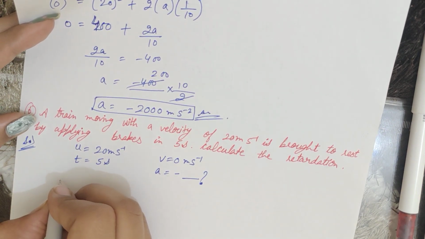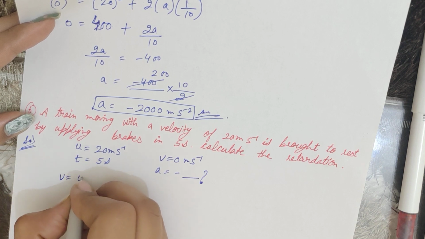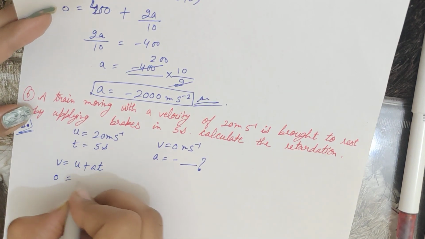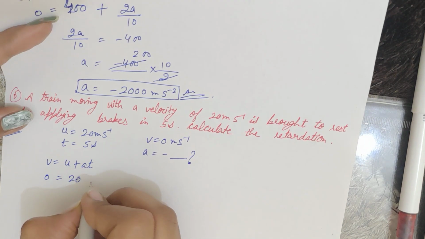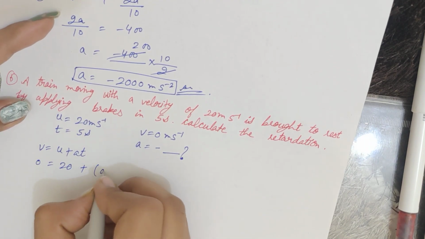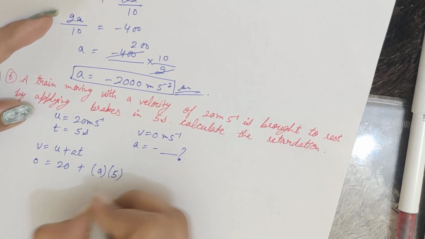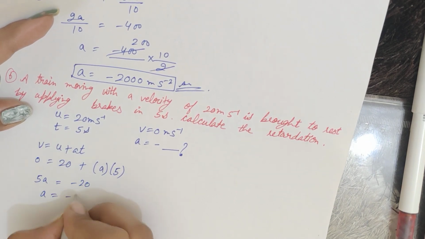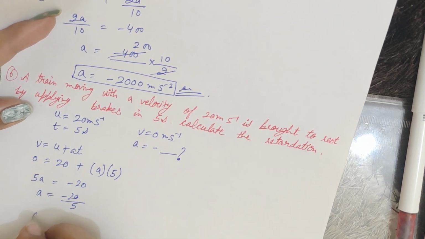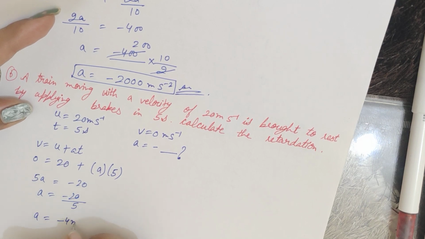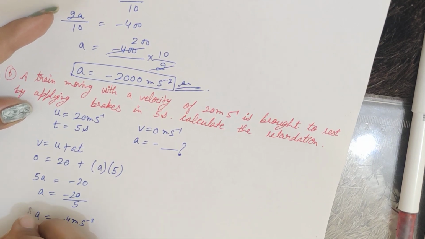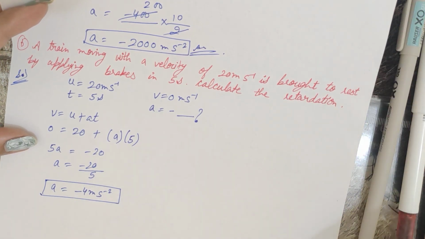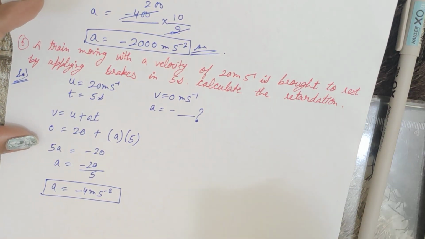Which formula will we use here? V is equal to u plus at. This is suitable for it. V is 0, u is 20. All the units are the same. Acceleration we need to find. Time is 5 seconds. 5a is equal to minus 20. A is equal to minus 20 by 5. So A is equal to minus 4 meter per second square, which is the retardation or the acceleration of the train with which it is moving.